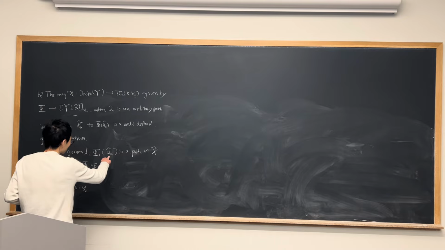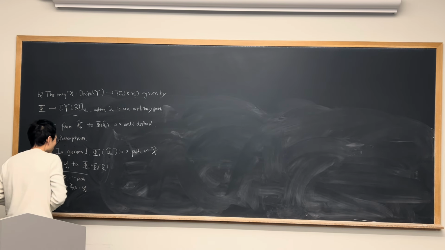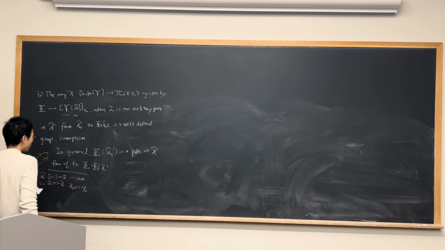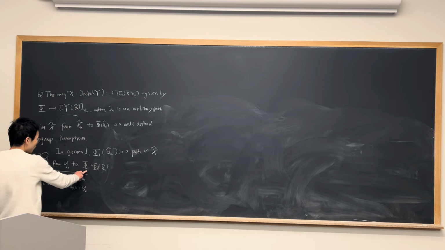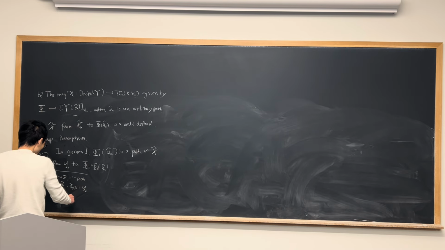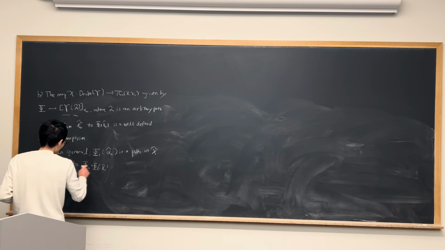So this path, if we evaluate at 0, then it's phi1 of x naught, which is y1. And if we evaluate at 1, it will be phi 2 of x naught, because this is y2, and by definition y2 is phi 2 of x naught tilde.